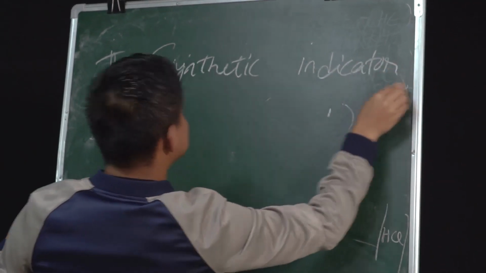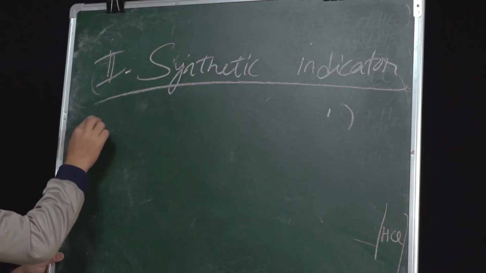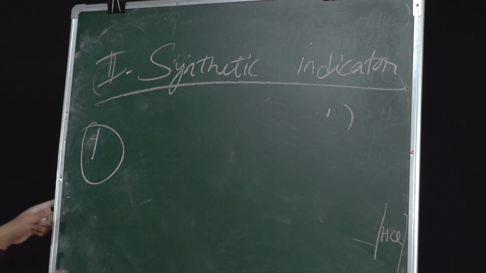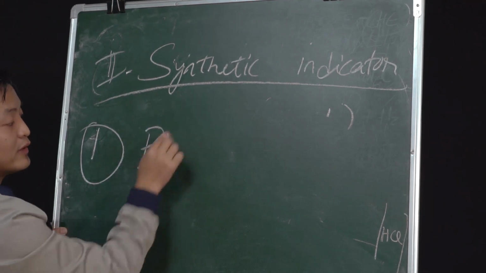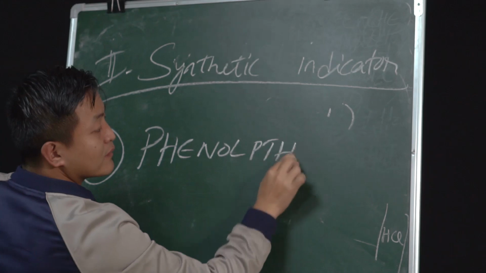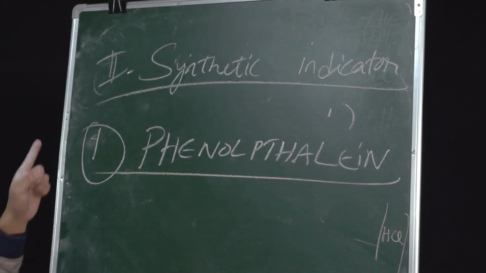So this is a man-made indicator. Now the first one, the common one that we use in a practical lab. Now you're in class 10. In class 11, you'll have 30 marks which will consist of practical. So you will see this phenolphthalein indicator, okay? Phenolphthalein. So the name of this indicator is phenolphthalein.